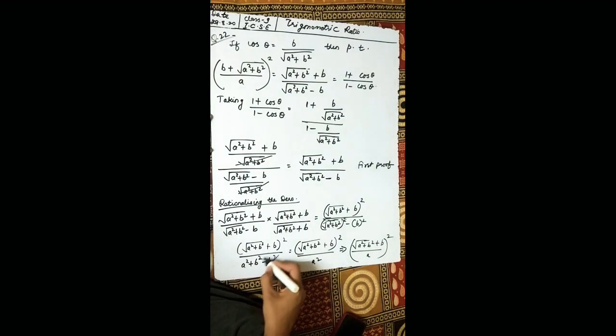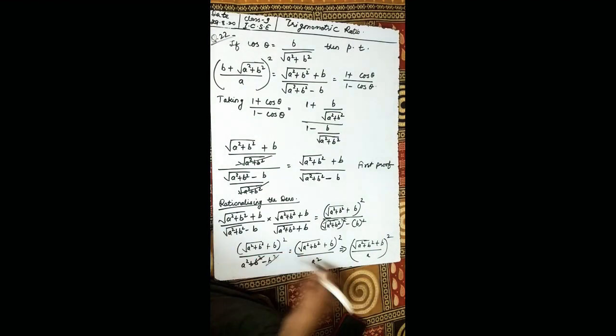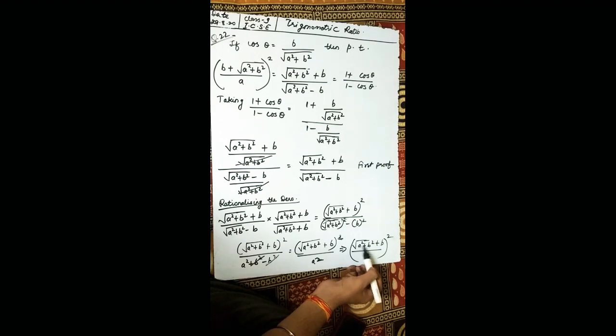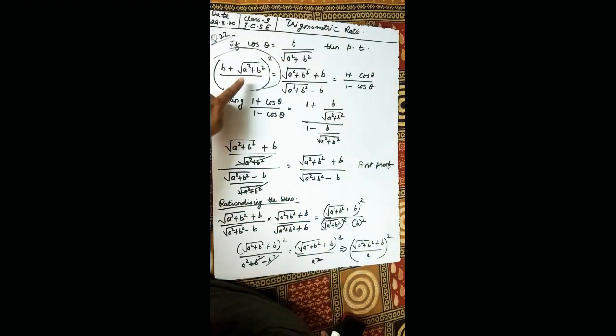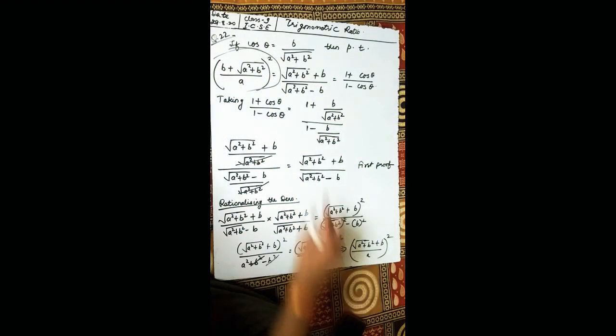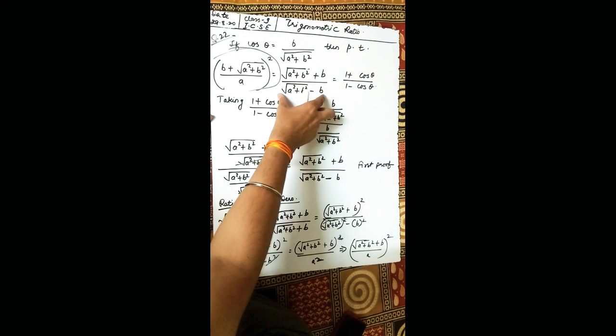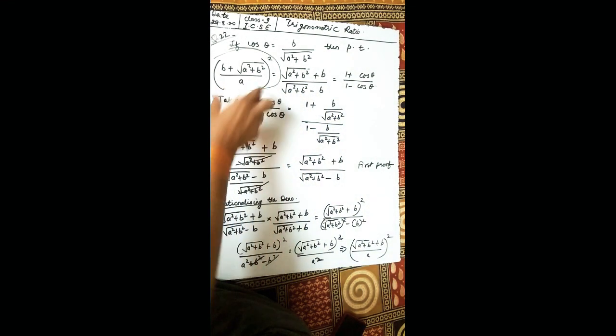Then as you see in the denominator, b square with b square will be cancelled and you are left with a square. As this is also square and this is also square, we can combine and write under root of a square plus b upon a the whole square, which is our required proof because we need to prove this one. So from this we proved this and from this we proved this. Okay.